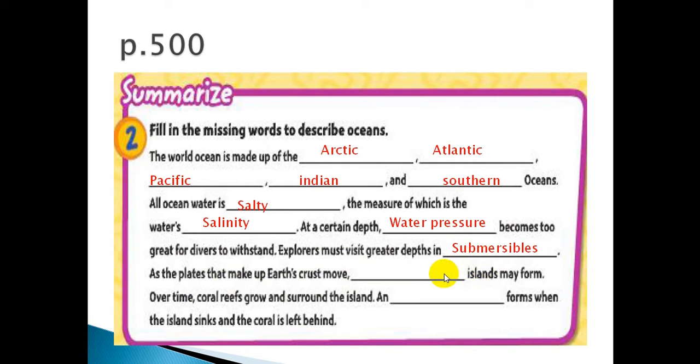As the plates that make up the Earth's crust move, what will form? As you remember, when we said that when plates are moving, they cause volcanoes, and volcanoes will form islands, so volcanic islands may form. Over time, coral reefs grow and surround the island, and this will make what? Do you remember the ring of corals around the island? This is called atoll. Yes, it forms when the island sinks and the coral is left behind. And when the coral even sink down, they form guyot.